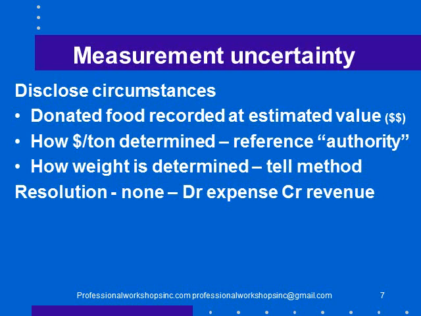And then we'd have to talk about the resolution of the uncertainty. And really there is no resolution, because we're going to debit expense of food given away and credit revenue of donations. So even if our estimate is out a bit, or maybe even more than a bit, the financial statements are still going to be materially correct because of the nature of the entry, debit expense and credit revenue.